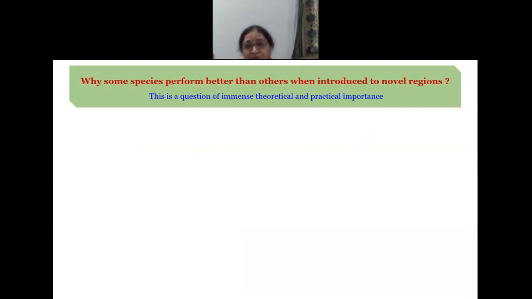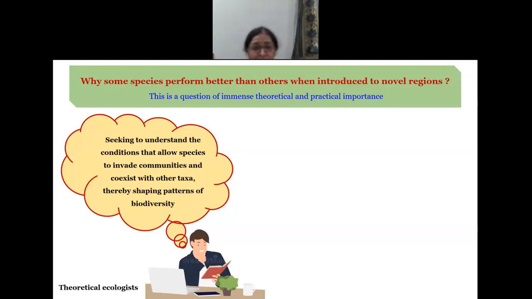So now the question comes, why is there a creation of this separate group as invasive plants? Whether this group of invasive plants is different from the others, or they are performing better than the others, and if so, what is the reason? This is a question of immense theoretical and practical importance. As per theoretical ecologists, they try to see which plants are having such an effect. They principally try to understand the conditions that allow these species to invade a community and coexist with other taxa, and in another way, they are shaping, changing, and molding the biodiversity of that particular invaded region.